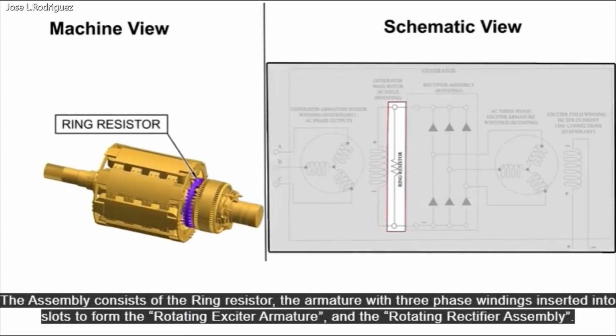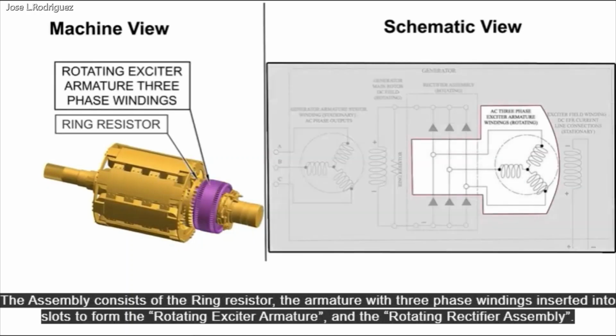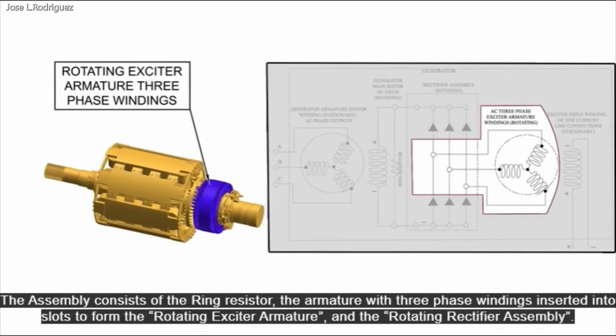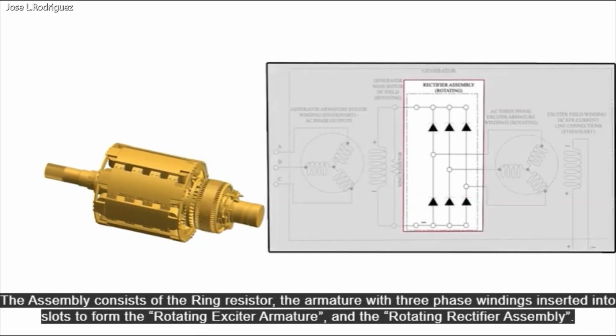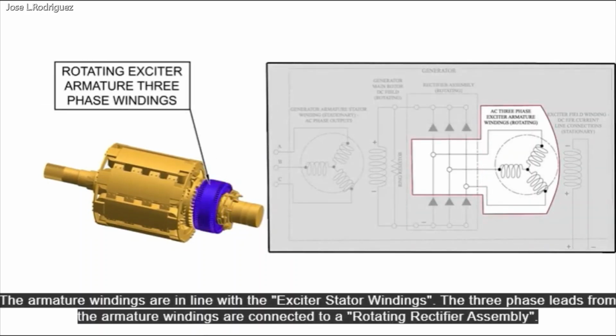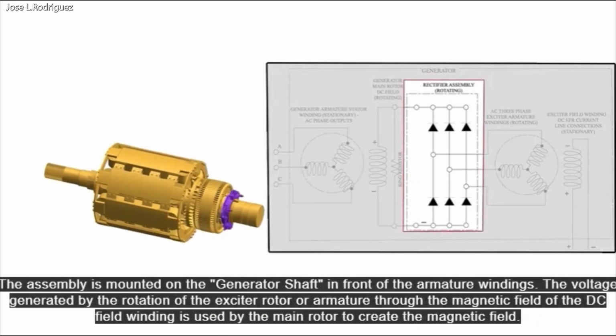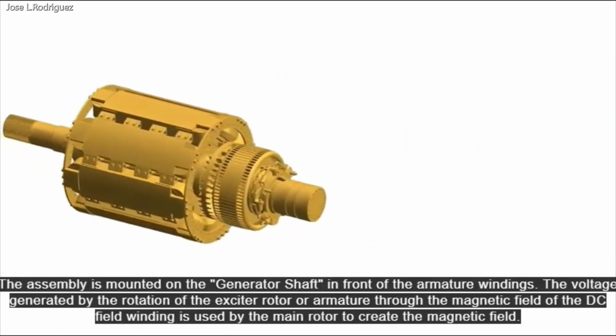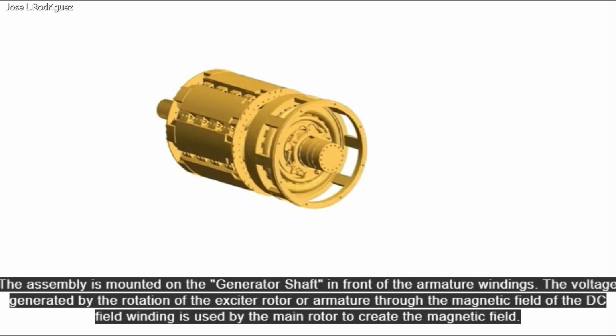The assembly consists of the ring resistor, the armature with three-phase windings inserted into slots to form the rotating exciter armature, and the rotating rectifier assembly. The armature windings are in line with the exciter stator windings. The three-phase leads from the armature windings are connected to a rotating rectifier assembly. The assembly is mounted on the generator shaft in front of the armature windings. The voltage generated by the rotation of the exciter rotor, or armature, through the magnetic field of the DC field winding, is used by the main rotor to create the magnetic field.